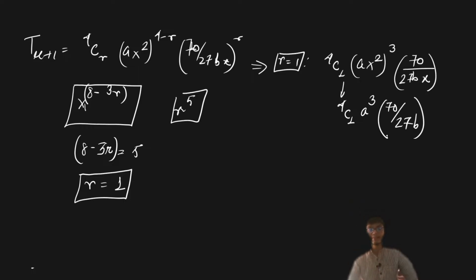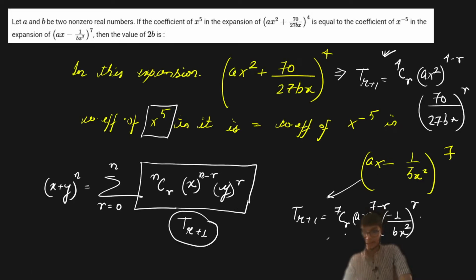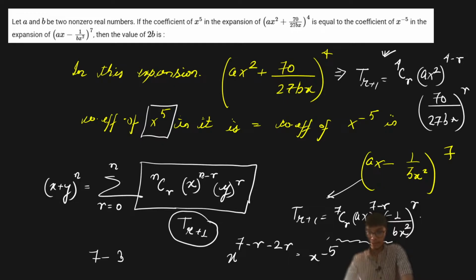70 by 27b, that is the coefficient of the first term. Now similarly, if I look at the second term and try to find the power of x to the power minus 5, the power of x will be 7 minus 3r, and that should be equal to minus 5. So from here I'll get the value of r as equal to 4.